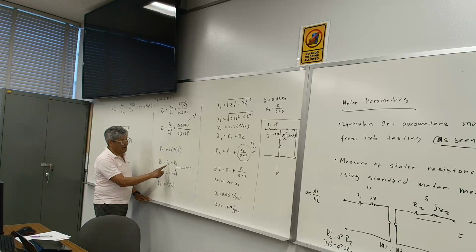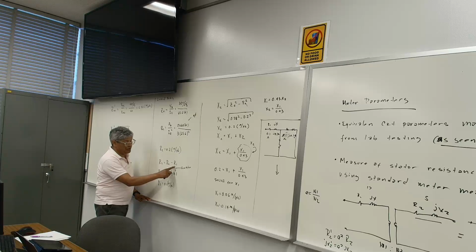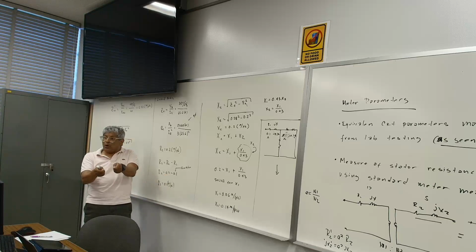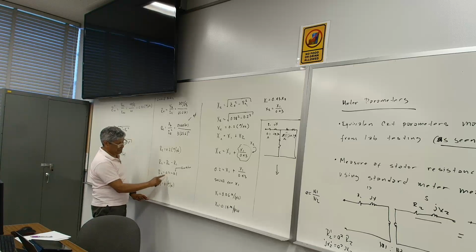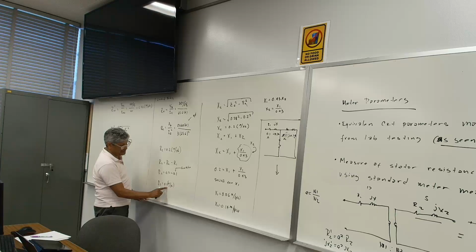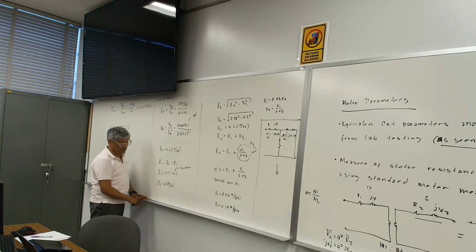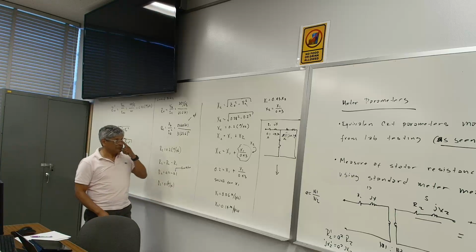R2 is equal to RE minus R1. So I know RE, and I know R1 because I measured that with the meter, right? So R2 is equal to 0.2 minus 0.1, which gives me 0.1 ohms per phase.